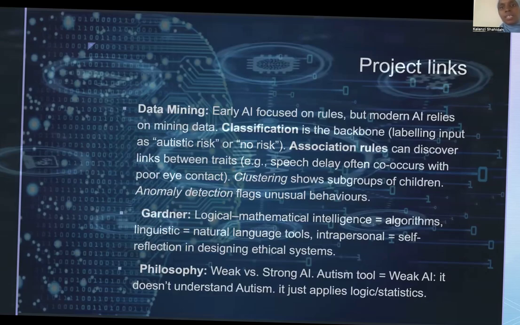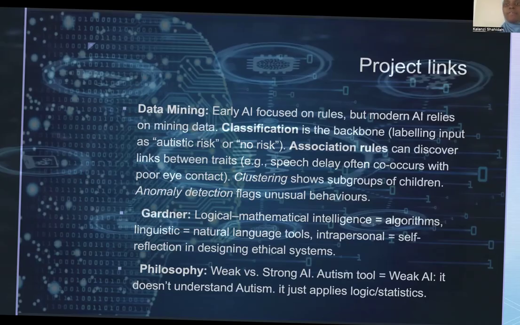Then relating this to data mining, early AI focused on rules, but modern AI relies on mining data. You have to look for data and then provide it to the machine so that it can follow that data to perform certain tasks. Then we have classification, a form of data mining. This is the backbone. It includes labeling input, like autism risk or no risk. When I say a kid is at risk of autism, this person has certain behaviors. If I identify those behaviors, then I can automatically classify them as autism risk behaviors.